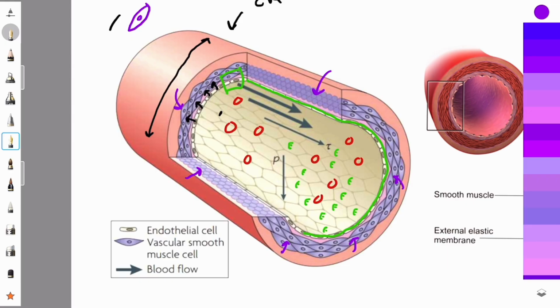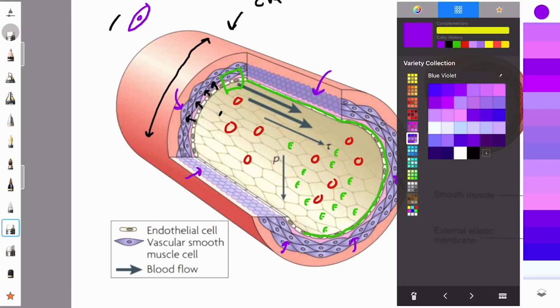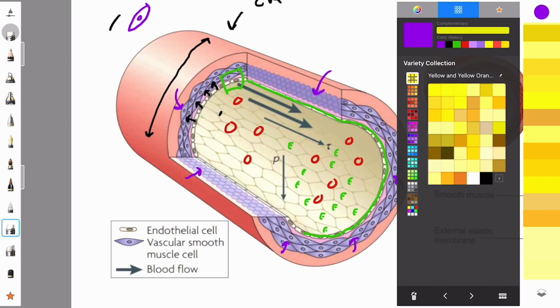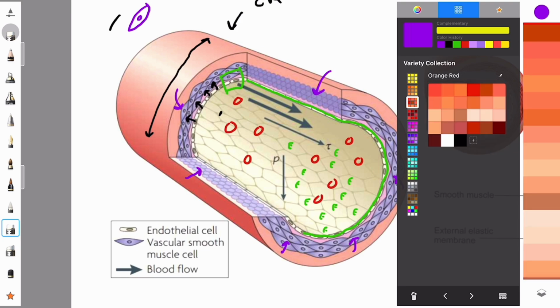So what I want you to understand with this picture is just how close the endothelial cells are to the smooth muscle cells. You can see that. Let me pick one more color here. Let's do, what one would stand out? Let's do, no, that won't stand out. Let's try this one here.